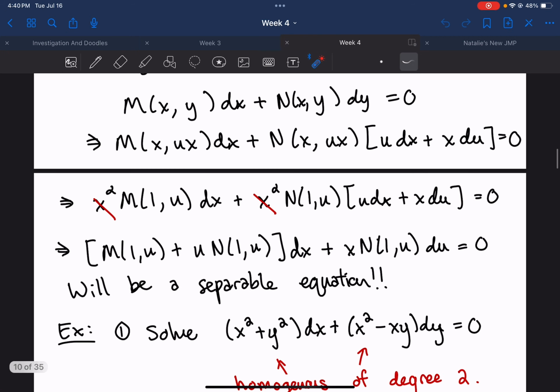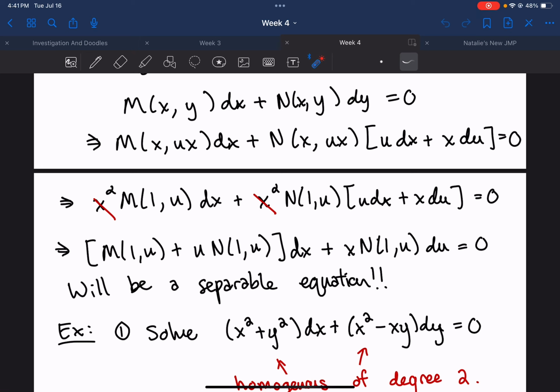So now I'm going to collect up terms. I want all my dx terms to be together, and then I want my du term to be on the other. I want it to be something dx, something du, just like an exact equation would look. What are my dx terms? I've got an m dx and a u n dx. And then for du, I've got an x times n du.